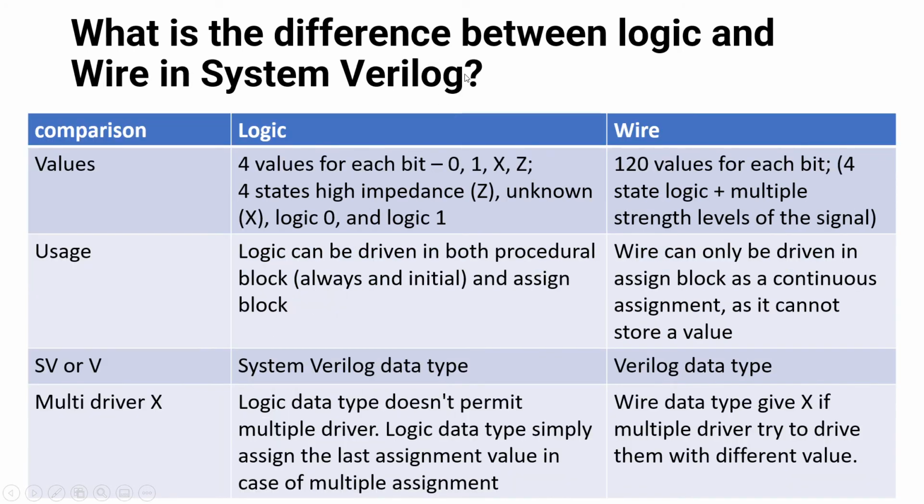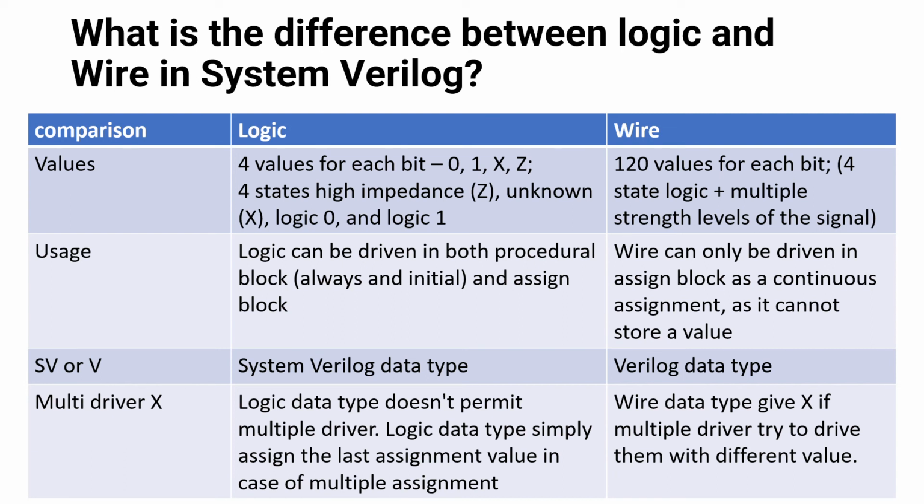Okay, how about logic and wire? This is similar to reg and wire. Logic and wire are almost similar, except for the multi-driver case, where logic doesn't support multi-driver. It doesn't drive the X, but reg would drive the X. Wire would be used to drive the X because it can support all 4 states, plus it also has different drive strengths. So the wire data type normally helps to drive the X during multi-driver. That's the one main difference between logic and wire. The rest of the things we already saw.